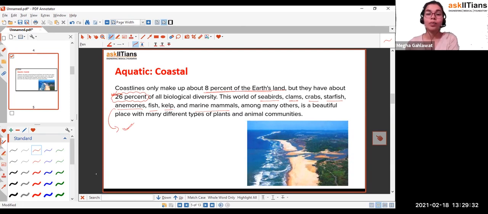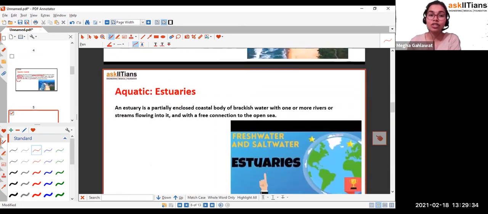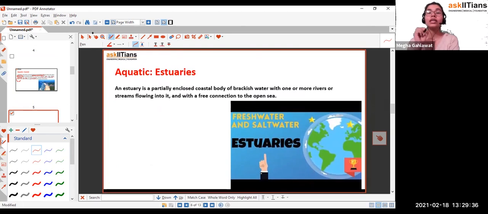Now apart from that, we have the estuaries. Estuaries, on the other hand, are a special type of aquatic ecosystem or environment or habitat which have an enclosure of brackish water.